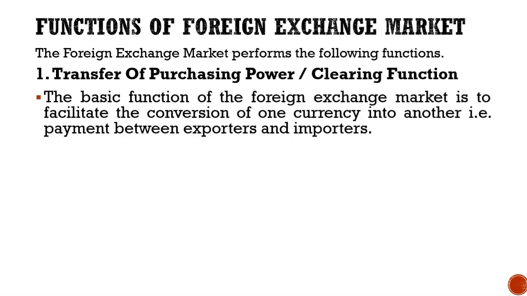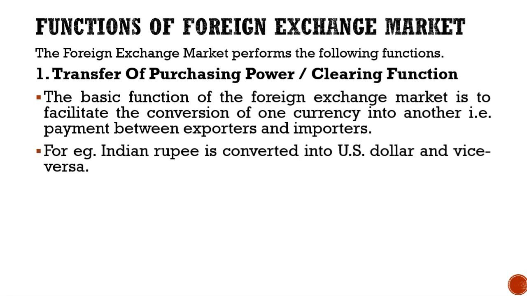Now, let's say if you want to buy a product in the United States, you need to have dollars in order to purchase their products. So in that case, the foreign exchange market helps you to transfer your purchasing power, whereby your domestic currency will be converted into dollars, and then with the help of dollars you will be able to make the payment there. For example, Indian rupees are converted into US dollars and vice versa. So that's the example that I just went through.